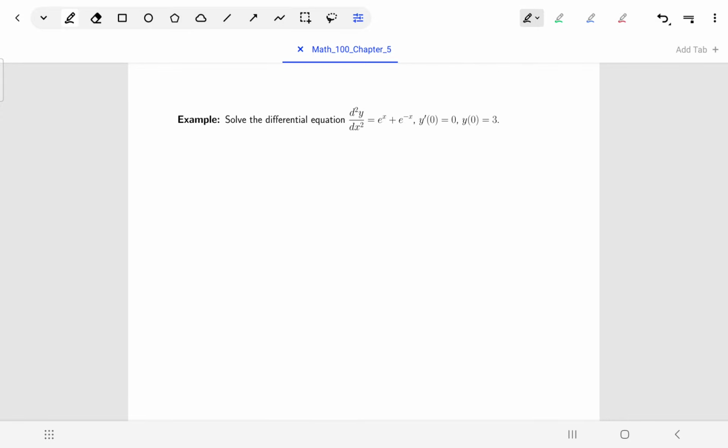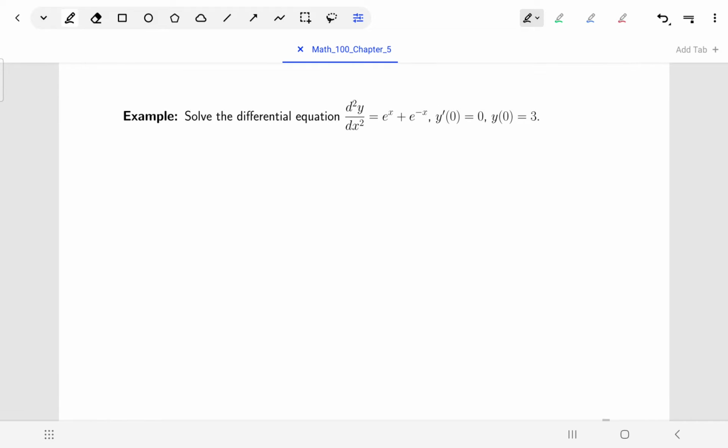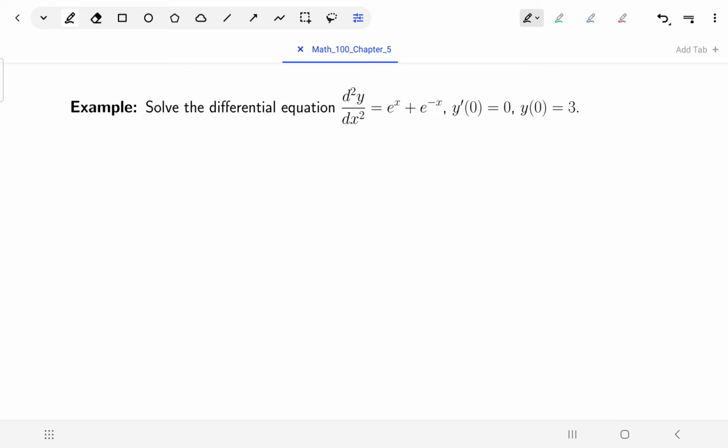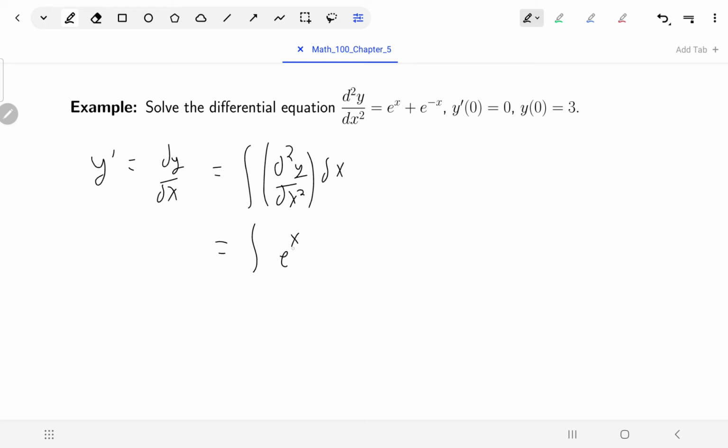Okay, last one for us to tackle is a differential equation. And I've got a differential equation now involving exponential functions. And for this, I have my second derivative. And I've got two initial values, one for what y of 0 is, and one for what y prime of 0 is. So y prime, or in other words, the first derivative, I'd find that by integrating that second derivative with respect to x, and that second derivative is e to the x plus e to the minus x.